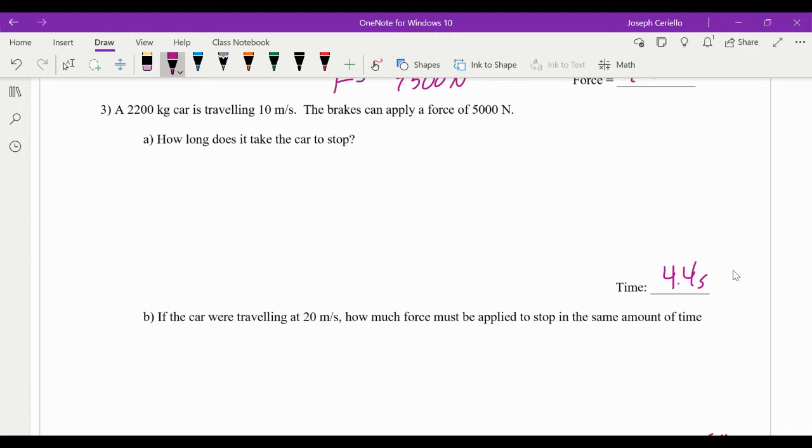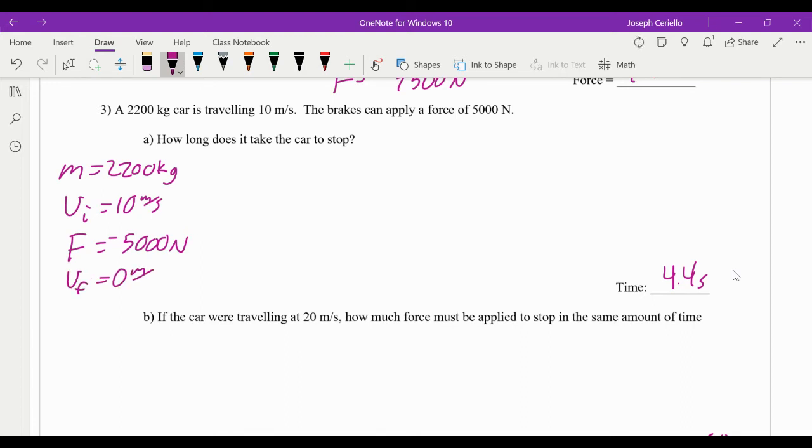All right, so we have a 2,200 kilogram car, and it's traveling at 10 meters per second. That's V initial. And the brakes can apply a force of 5,000 newtons. Now it's important to note that that's going to be a negative force because it's stopping the car. If we made this a positive force, it would speed up the car. And we get a V final of 0 because it's stopping. And T is our unknown.